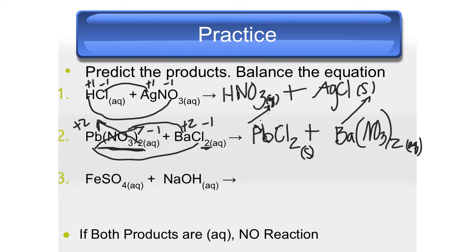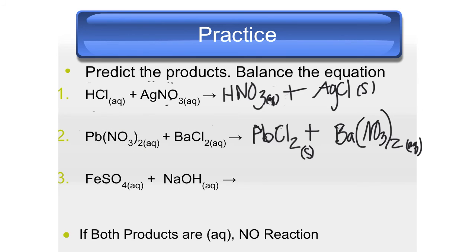And now we need to go back and actually balance our equation. So to balance, if we look at our leads, they're balanced. If we look at our chlorines, they're balanced. If we look at our nitrates, they're balanced. And if we look at our bariums, they're balanced. So we don't have to add any coefficients to this one.